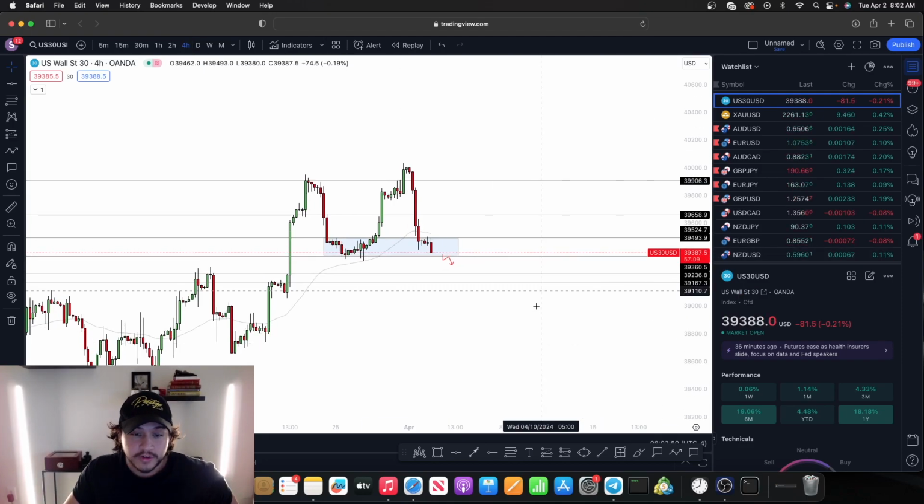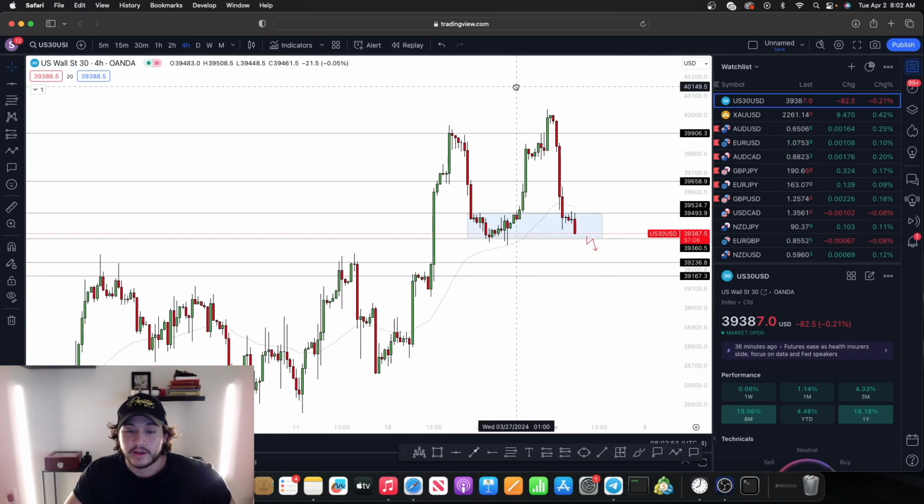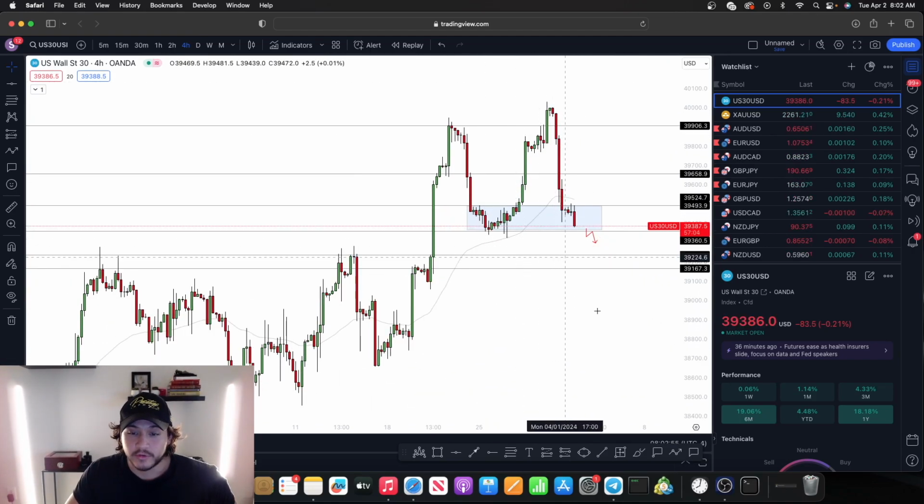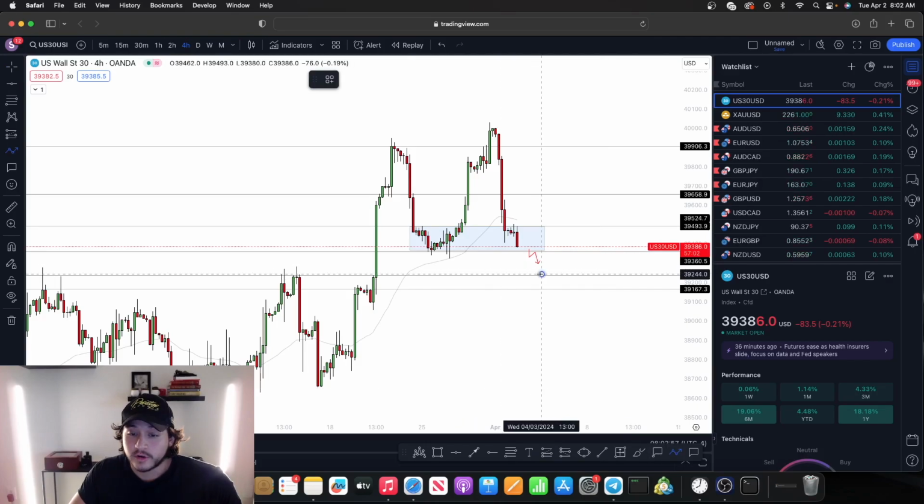So let's say we do get those bearish confirmations today, and price does pull back into these two zones over here. This will be a good zone to start looking for buy positions, as long as price can remain itself above it.